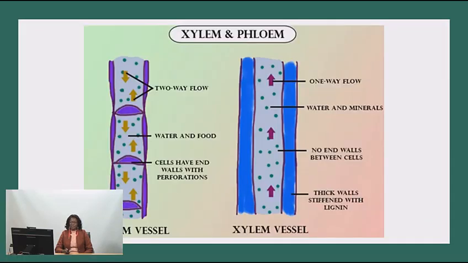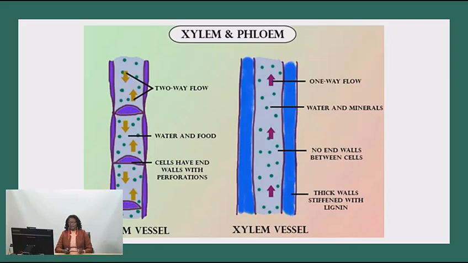So the difference between xylem and phloem is that phloem vessels move sugars and water in a two-way flow. Water and sugars move in a two-way flow, up and down. Cells have end walls with perforations to allow those sugar molecules to pass through from one cell to another through a process called osmosis. This is how it looks.